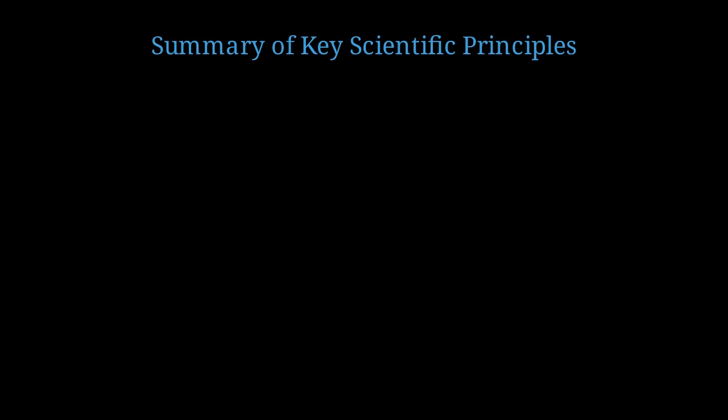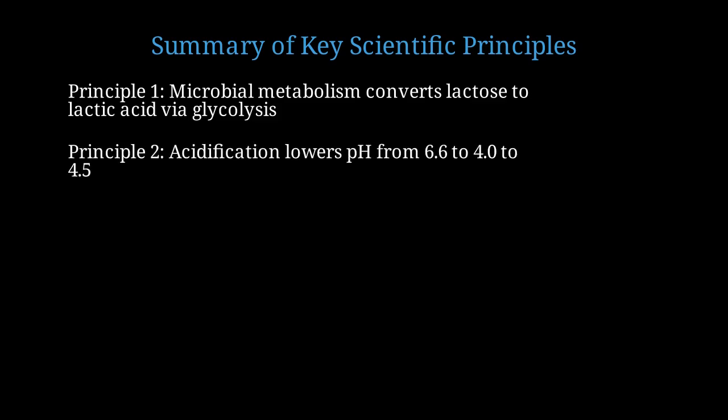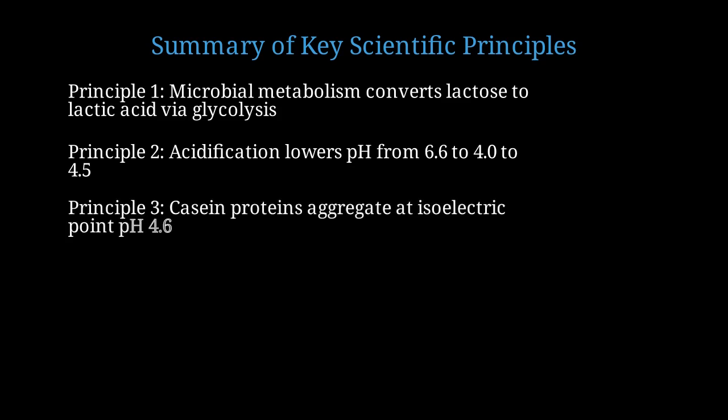Let's consolidate what we've learned with a comprehensive summary. Lactic acid bacteria metabolize lactose through enzymatic glycolysis, producing lactic acid as the primary product. This is an exergonic process, providing energy for bacterial growth. Accumulating lactic acid lowers milk pH from approximately 6.6 to 4.0 to 4.5, creating the characteristic tang and triggering protein coagulation. When pH reaches the isoelectric point of casein at 4.6, the proteins lose their net charge and electrostatic stabilization, causing aggregation into a gel network.